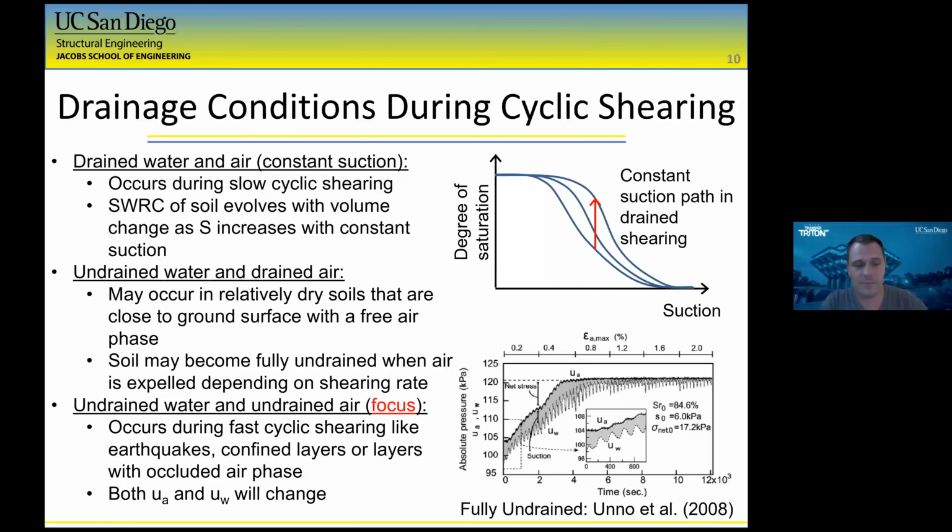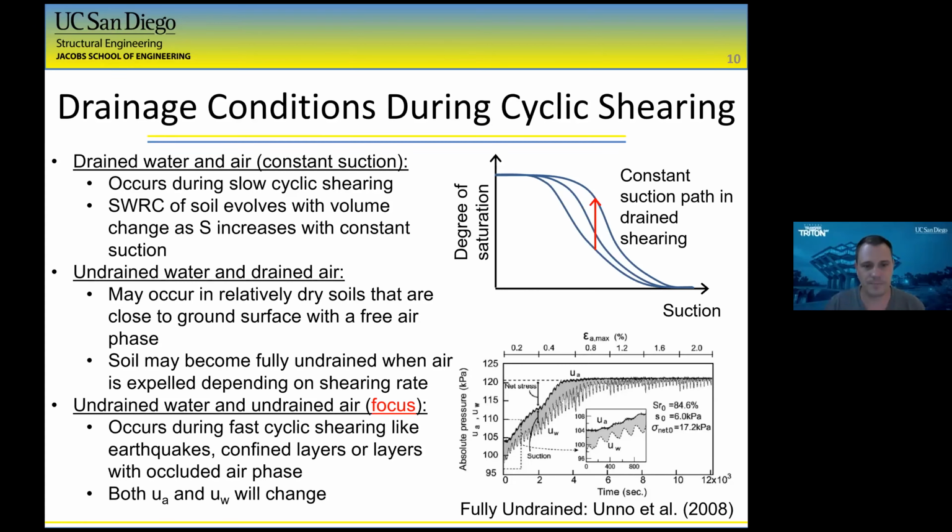We also have to keep aware of the drainage conditions in unsaturated soils. Usually when we're looking at liquefaction, we're having only water inside of the soil and you're not allowing any drainage to happen. So there's not going to be any volume change during the shaking event, but the pore pressure is going to increase. In unsaturated soils, you could have drained conditions if the shearing is slow, some partial drainage conditions, or fully undrained air and water phases, which is what we're going to be focusing on in this study. And in that case, we're going to have changes in both air pressure and water pressure. And the difference between those is going to affect the suction.